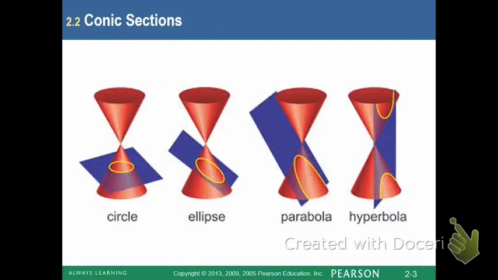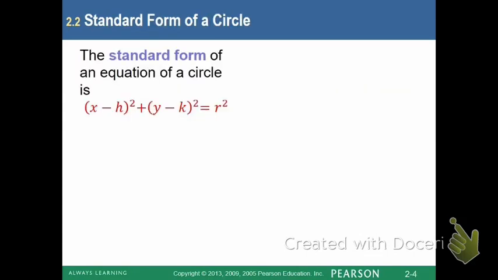Okay. So here are the 4 different types of conic sections that we're going to be going over. And as you can see, they're found by splitting up 2 cones in separate sections. So we're going to be starting today with circles. Okay, so the standard form equation of a circle is given there. So I want you to go ahead and copy that down.